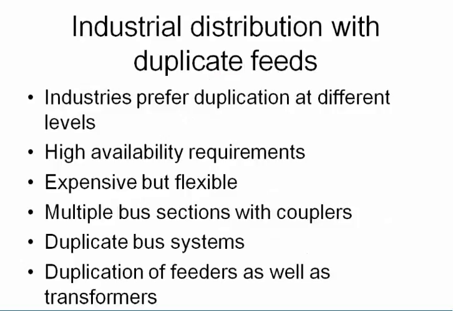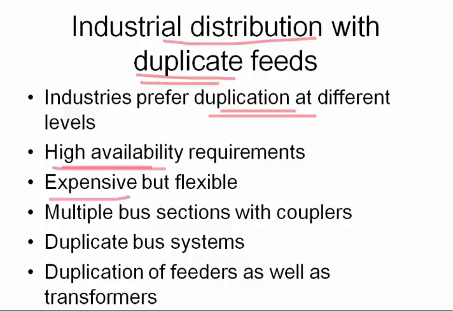For reliability, you can also have duplicate feeds for industrial distribution. So you can have duplication for different levels. For higher availability, it's expensive but flexible. You can have bus sections with couplers, or duplicate bus, or duplicate feeders.